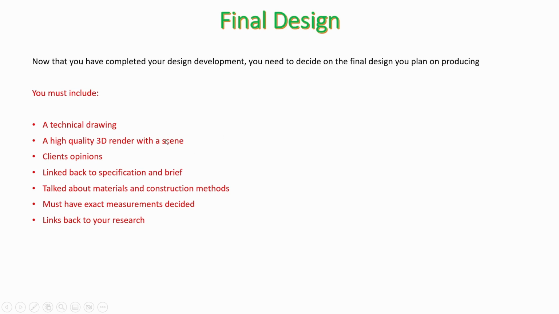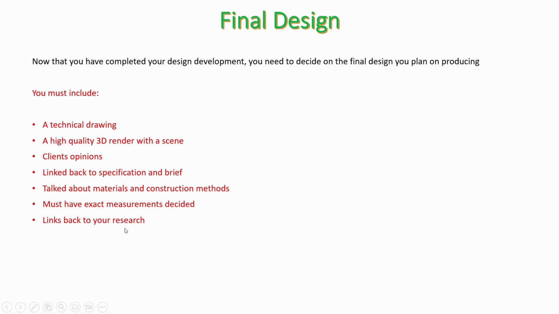You need to have your client's opinion, because remember the whole point is you're designing it for your client. It needs to be linked back to your specification and your brief, the targets you set out at the end of your research of what you had to do and why. You need to talk about the materials you're going to use and the construction methods. We researched at the start what materials we've got in college, what's available, and how much they cost. So you need to say specifically what you're going to use and why. What you can't do is just say, I will use something appropriate, or I'm going to figure it out later. You need to be deciding now.